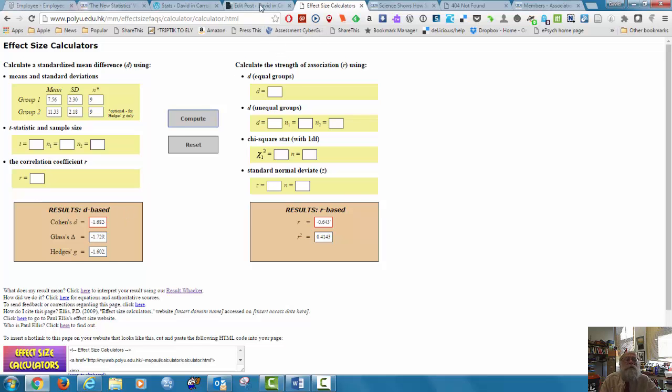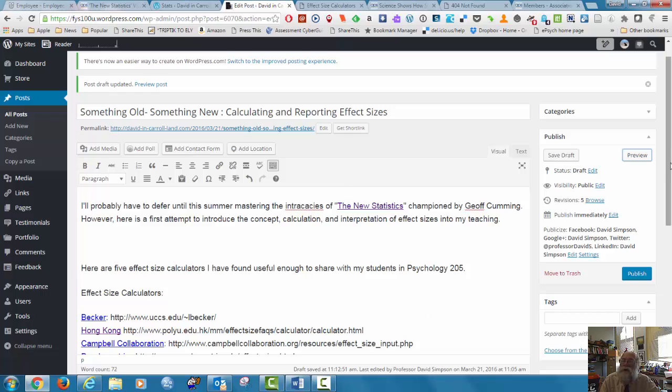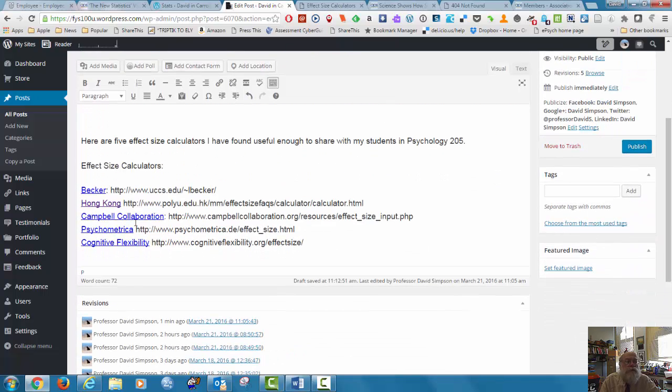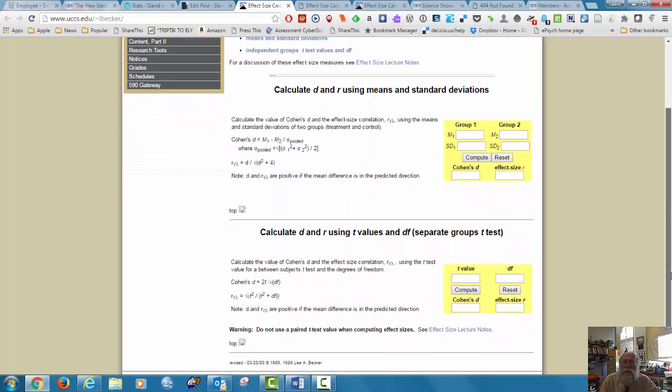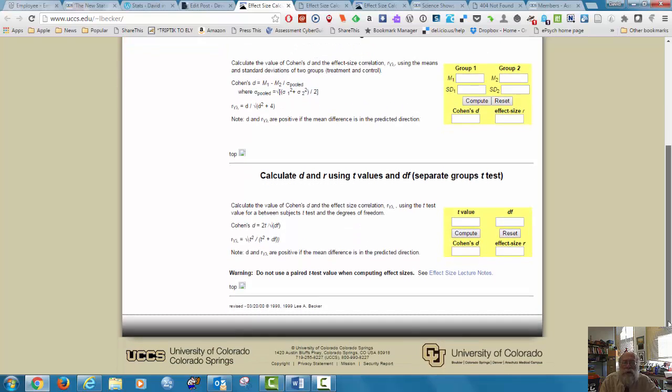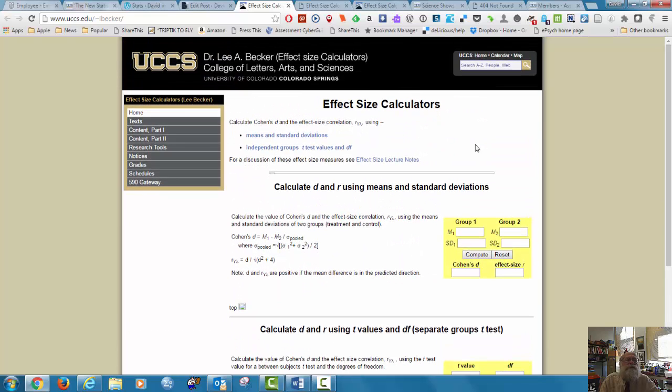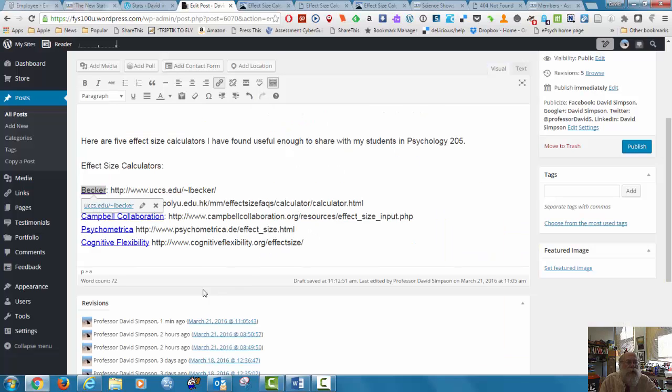Why don't I go back just for a minute to the post, just to show you some of these other calculators. I found this one by Becker of some interest. And you can see right now this is set up. It's actually in Professor Becker's online course. Pretty much the same. They're the means and standard deviations, and there it would give you those. And it gives you many different flavors of this. Let's ignore that right now.